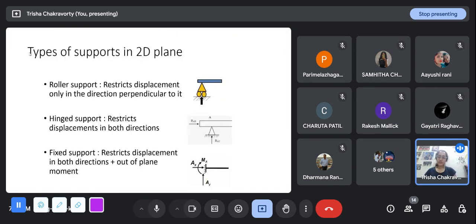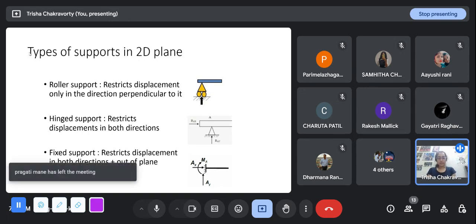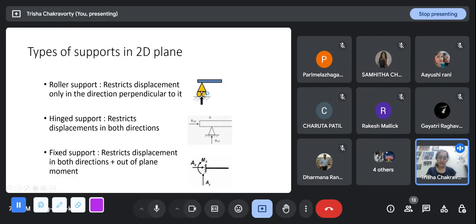Yeah. So there are several kinds of support, but these three are the most common. Roller support. Roller support is typically represented by a triangle and two balls, or it is also represented as a single ball. In questions you will generally be given a diagram, so you have to identify which is which. So this is a roller support. It can also be just a ball. It restricts displacement only in the direction perpendicular to it.